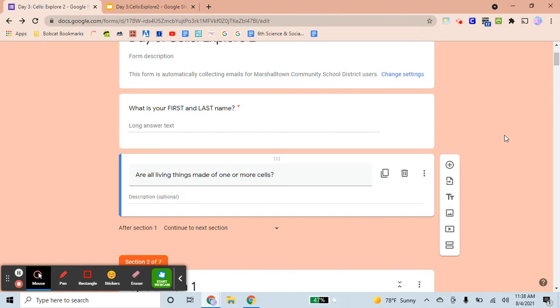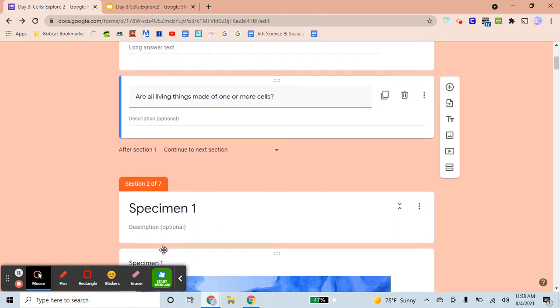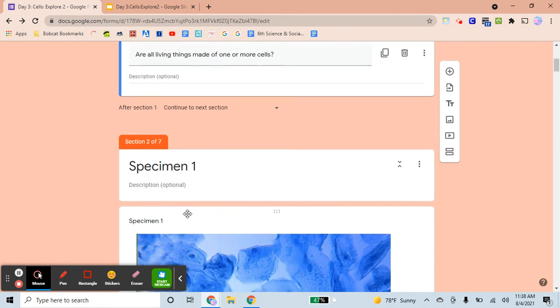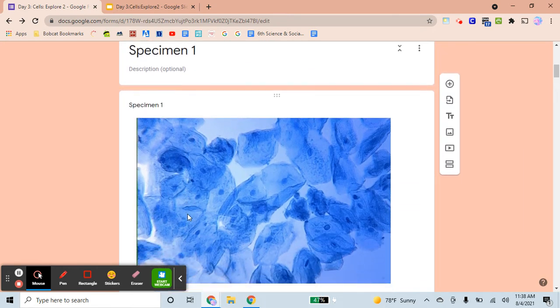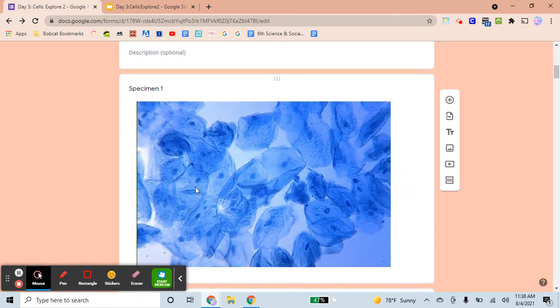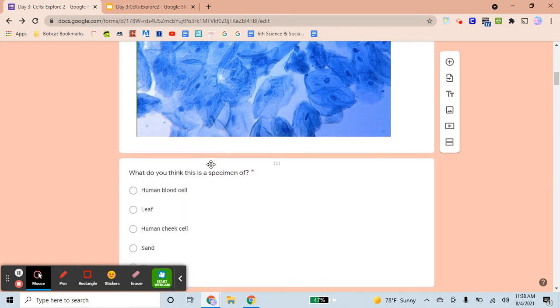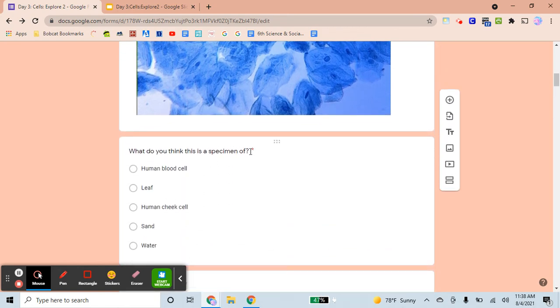For today's experiment, it is in 7 sections. Section 2 starts with specimen 1. You'll see an image here of specimen 1. What do you think this is a specimen of? A human blood cell, a leaf, a human cheek cell, sand, or the water?